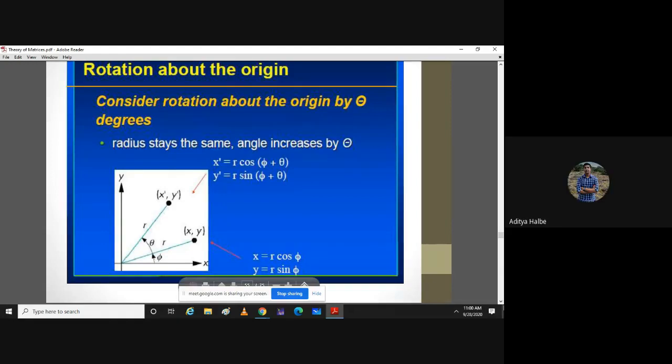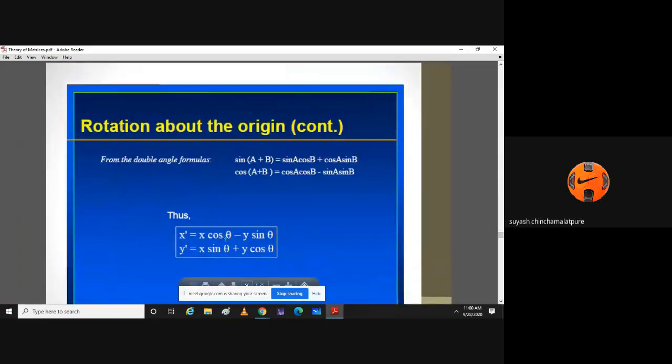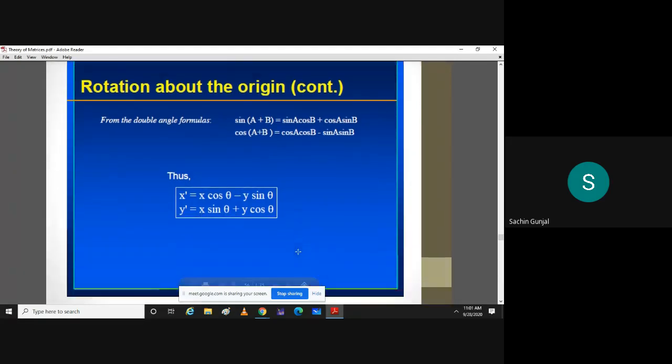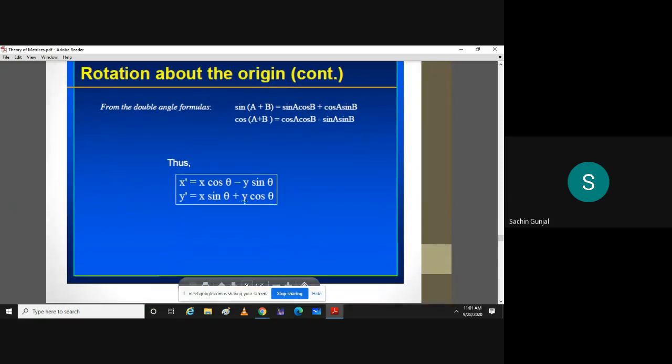Yes, sir. So here it is. X dash is equal to x cos theta minus y sin theta, and y dash is equal to x sin theta plus y cos theta. Now, how do you write this? X and y was my original vector. Theta was the angle of rotation. So how do you write this in terms of matrix? Can you tell me? Resulting vector x dash y dash is equal to.